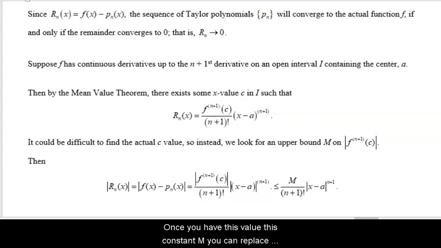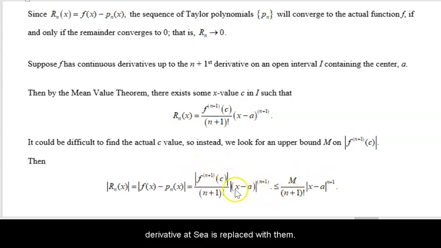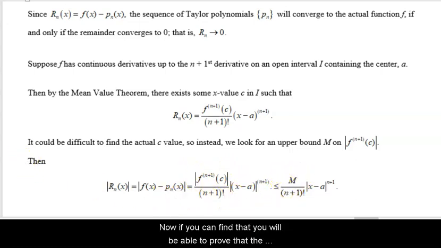Once you have this value, this constant m, you can replace the n plus first derivative at the unknown c with the m that you found as the upper bound. Nothing else in the expression will change other than the n plus 1 derivative at c is replaced with m. Now, if you can find that, you will be able to prove that the remainder is going to 0.